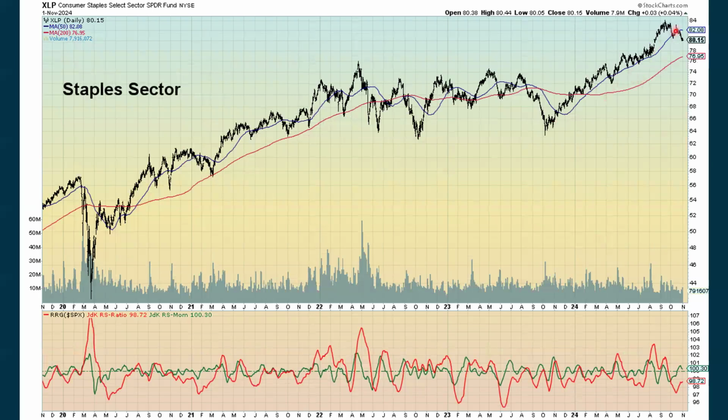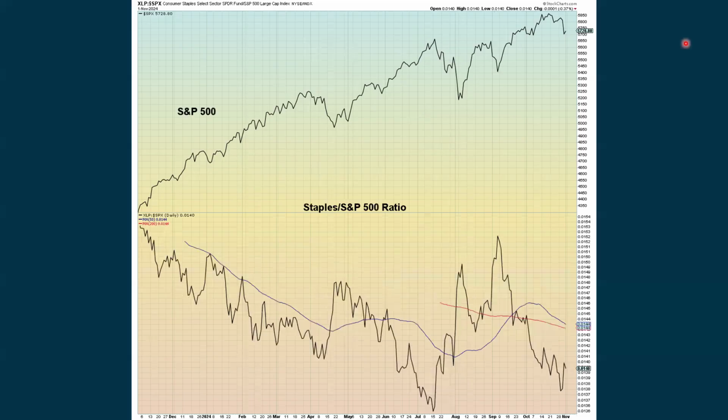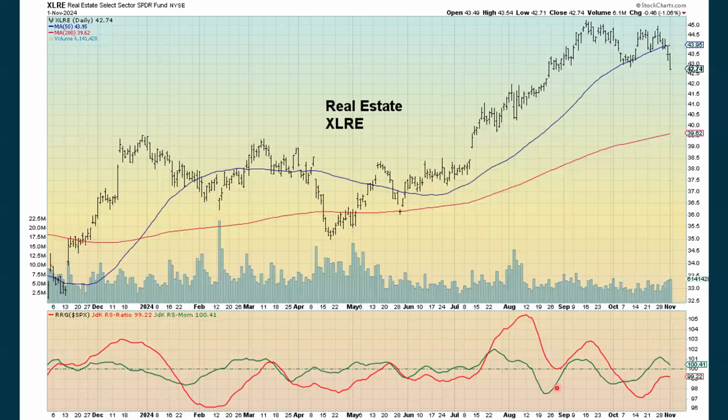Staple sector, which are in an uptrend all by themselves, even though they're falling below their 50-day moving average. And we do a ratio of staples to the S&P where we're in an uptrend, but right after we set this uptrend, we've been seeing some weakness with staples.